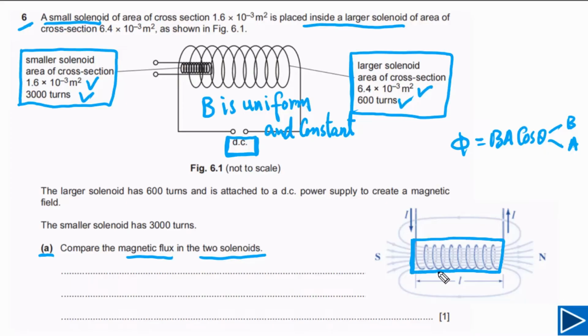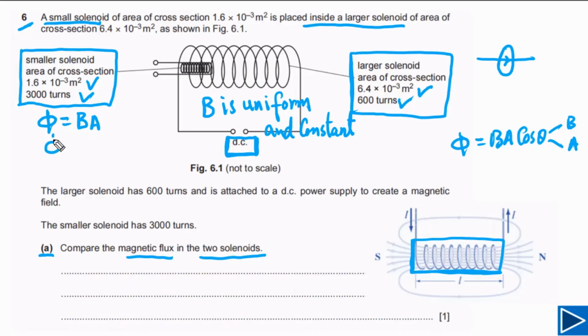So the density of the magnetic field inside the solenoid is uniform, and the smaller coil is placed inside the larger solenoid. So B for the smaller solenoid and B for the larger solenoid is the same. Simply, flux is equal to BA, because if we take one loop, the magnetic field is passing through this loop. The angle between B and the area normal vector is 0, and cosine of 0 is equal to 1. So flux is equal to BA.